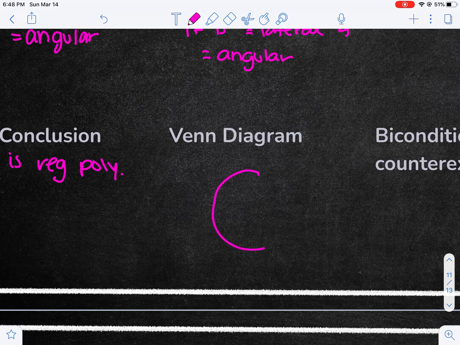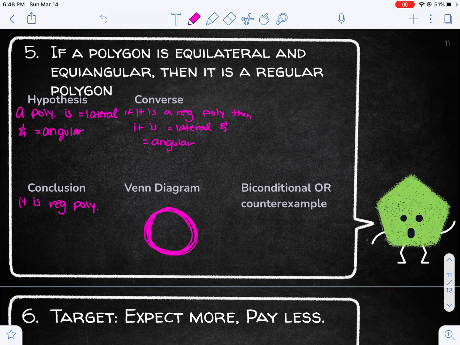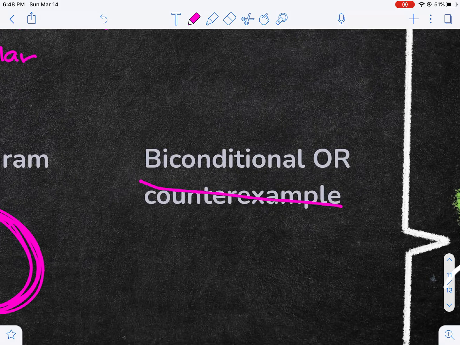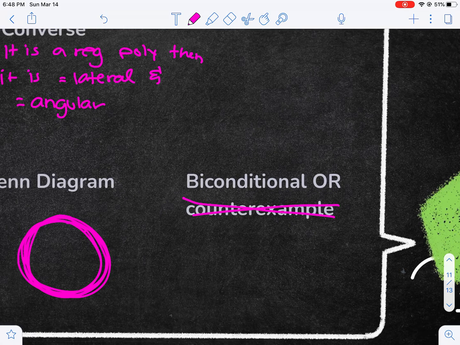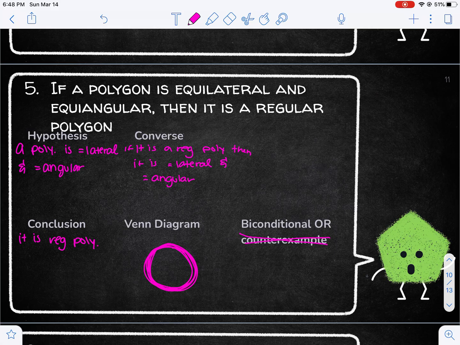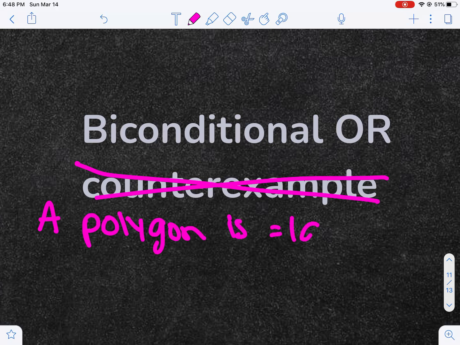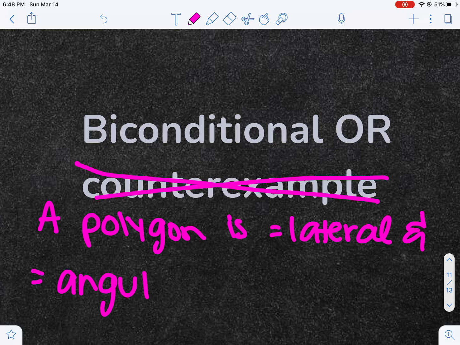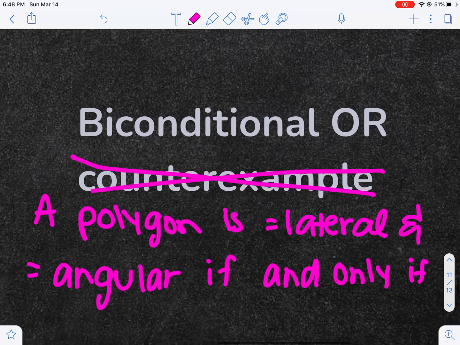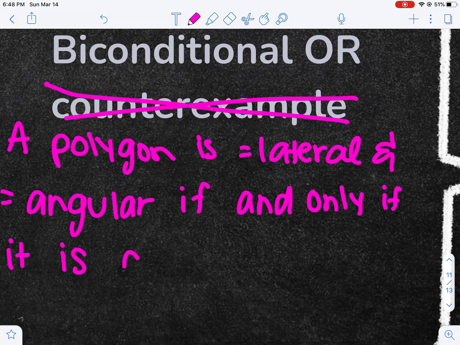When I draw out my Venn diagram, I've got all the polygons that are equilateral and equiangular, all the polygons that are regular, and they overlap. So I'm writing a biconditional. Okay, if they're the exact same, if the converse is true and the conditional is true, I write a biconditional. So a polygon is equilateral and equiangular if and only if it is a regular polygon.